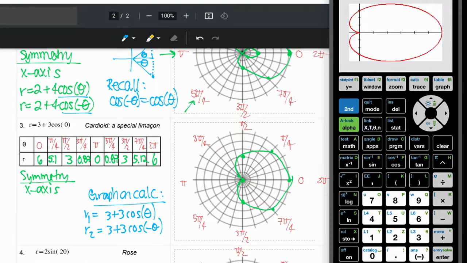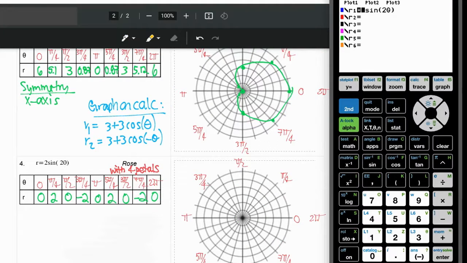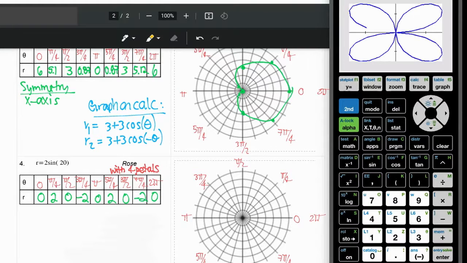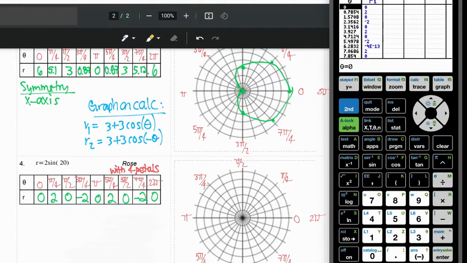And then if you were to graph that, then you could see that the blue and red graphs are indeed the equivalent graph. All right, so for our final graph, we've got r equals 2 sine of 2 theta, which is a rose with 4 petals. And so if you go to look at the graph, you can see that it's got 4 petals.